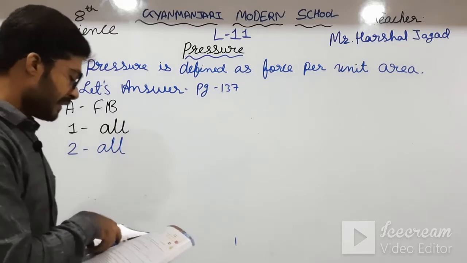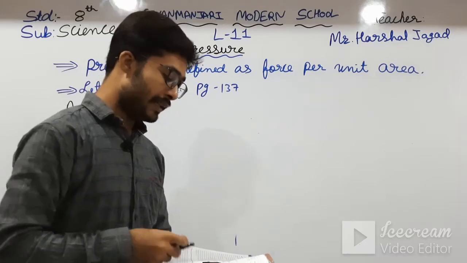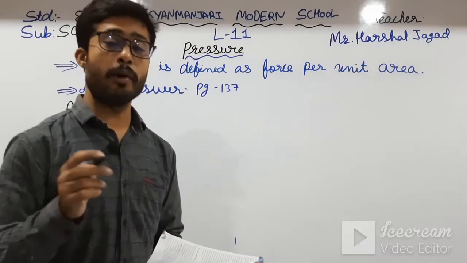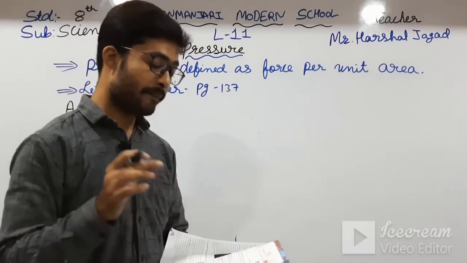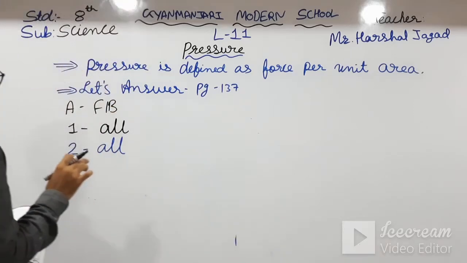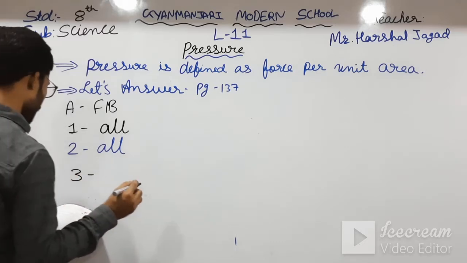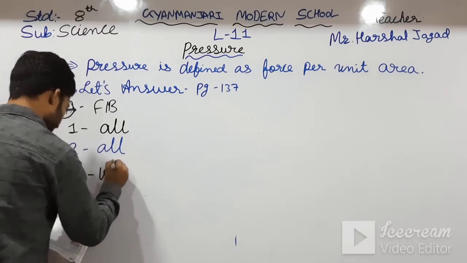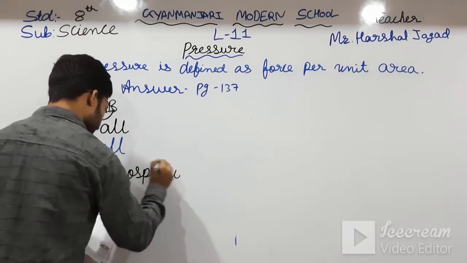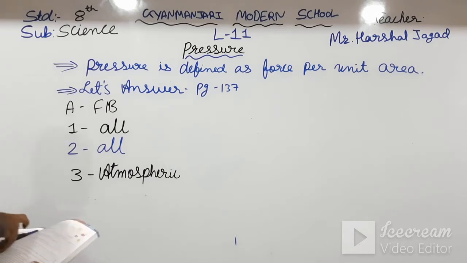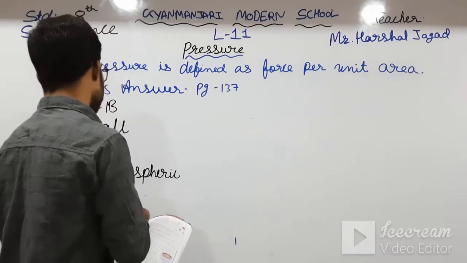Third one, dash pressure is the pressure exerted on a body by the weight of the air above it. We have just seen before, only 30 or 40 seconds ago, that atmospheric pressure is the pressure exerted on an object by the weight of the air above it. Atmospheric.